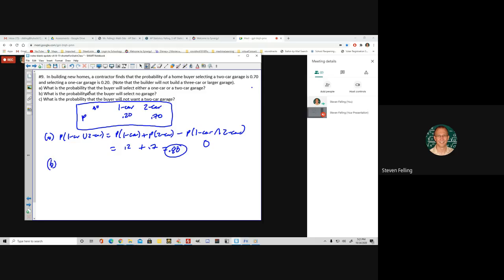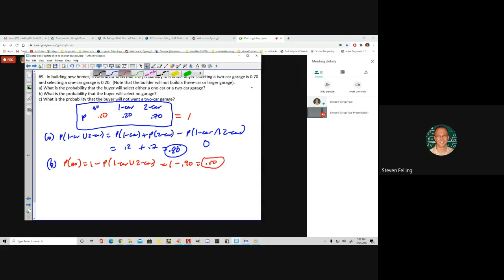What's the probability that the buyer will select no garage? Well, because these things all have to add up to 100%, the 10% that's left over. Maybe I could write it like this. The probability of no garage is 1 minus the probability of 1-car or 2-car garage. So it would be 100% minus the 90%, which is 10%.